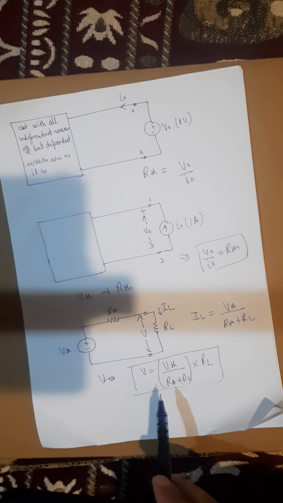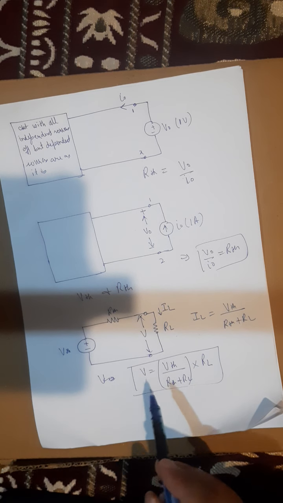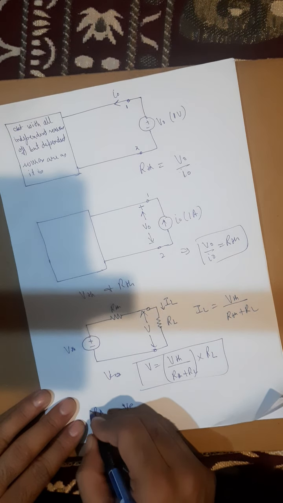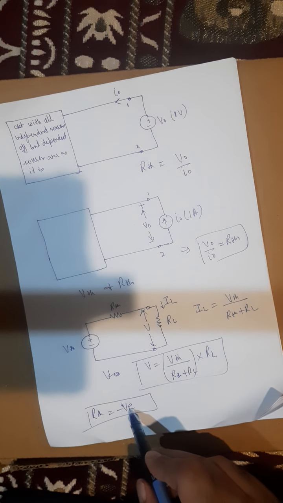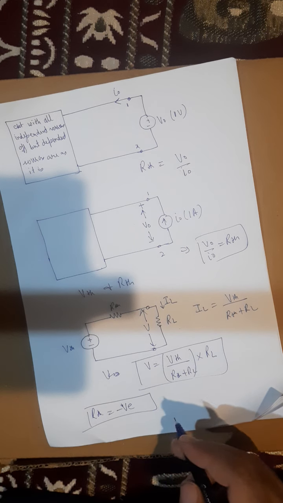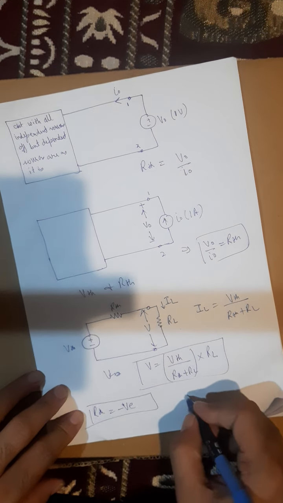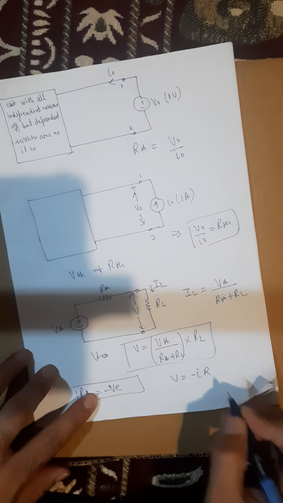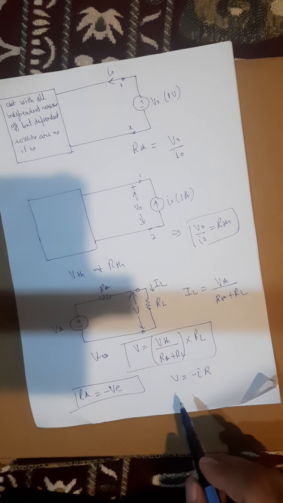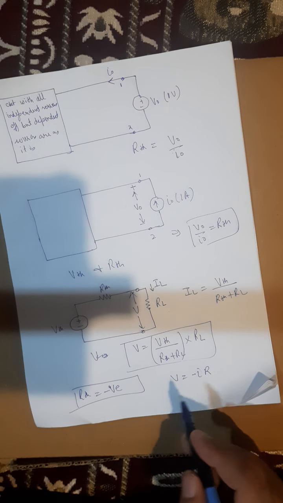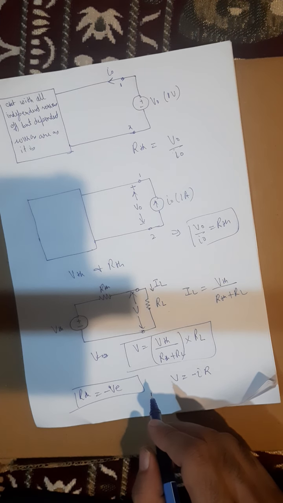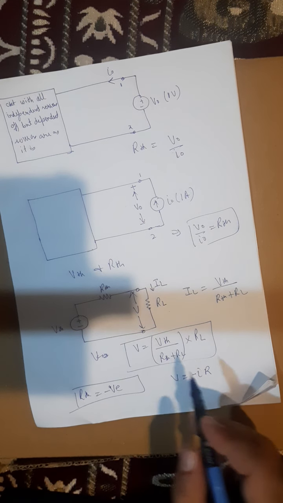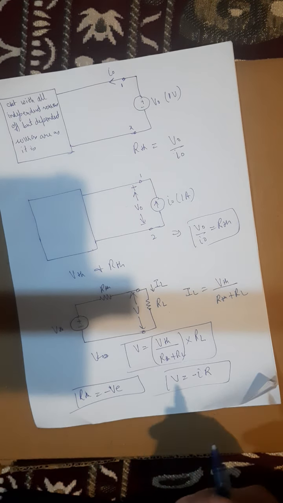Got it? So sometimes we may get RTH as negative. This negative sign signifies that V is equal to minus IR, instead of V equal to I into R. This will signify that the circuit is supplying power, which is possible in a circuit with dependent sources. In case of dependent sources, we can get RTH negative.